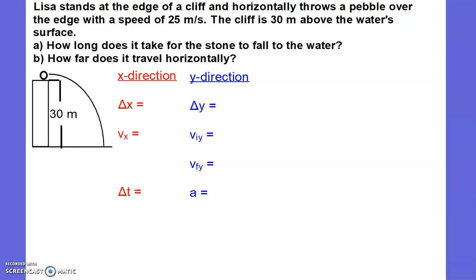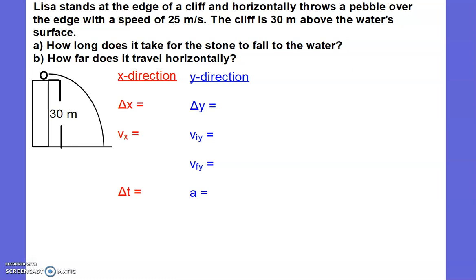In this problem, we're looking at a projectile that is launched horizontally and falls down to a lower elevation. We have a man who stands at the top of a cliff and horizontally throws a pebble over the edge with a speed of 25 meters per second. The cliff is 30 meters above the water surface. We want to know two parts. A, how long does it take for the stone to fall to the water? And B, how far does it travel horizontally?